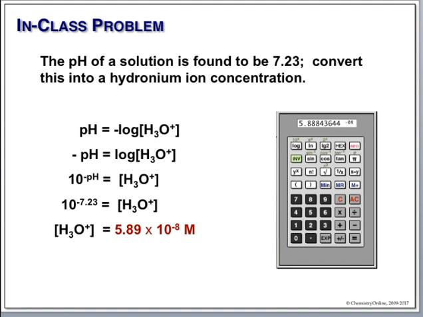One more time on my calculator. Type in the minus pH, hit 10 to the x, and that number directly is the hydronium ion concentration. Now that's not so bad, is it?